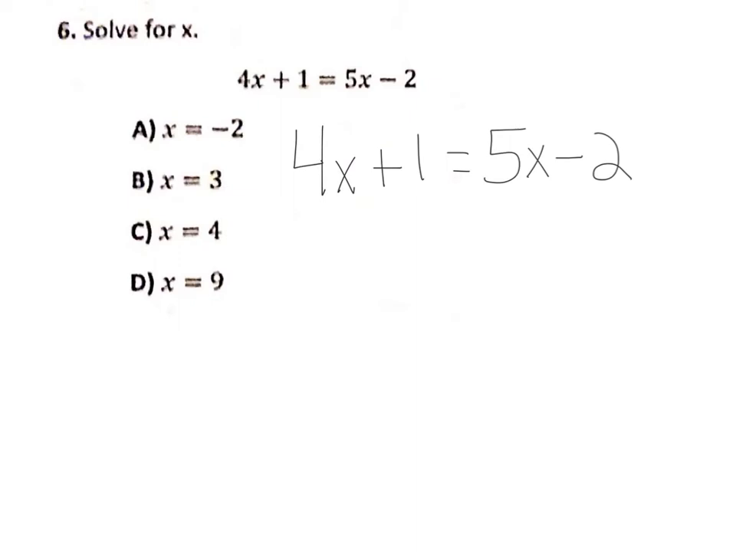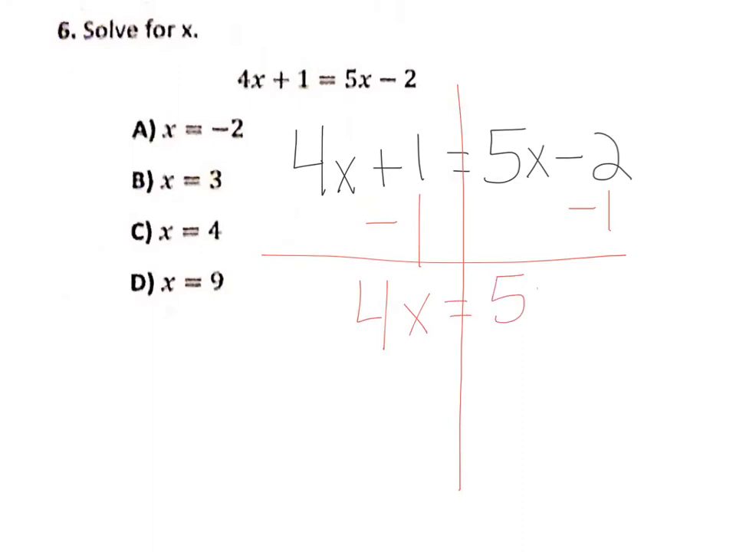Write out your equation so you have room to work. Move variables to one side and constants to the other. This time, let's start with the constant. So I'll move 1. So minus 1 gives us 4x equals 5x minus 3.